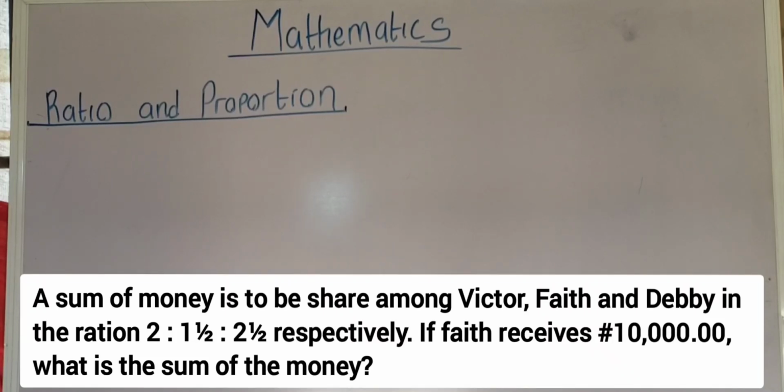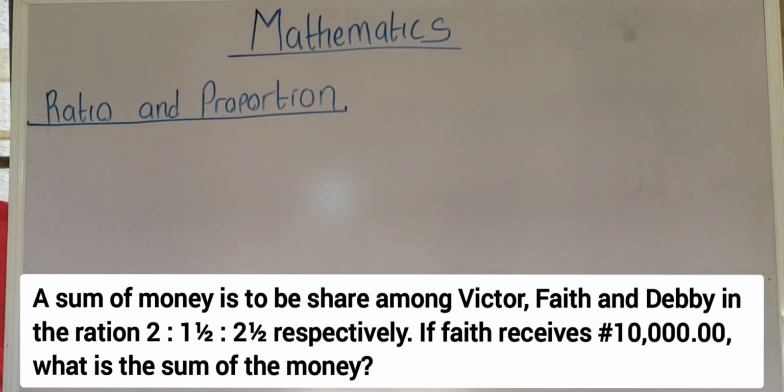A sum of money is to be shared among Victor, Faith, and Debbie in the ratio 2, 1.5, 2.5 respectively. If Faith receives 10,000 naira, what is the sum of the money?